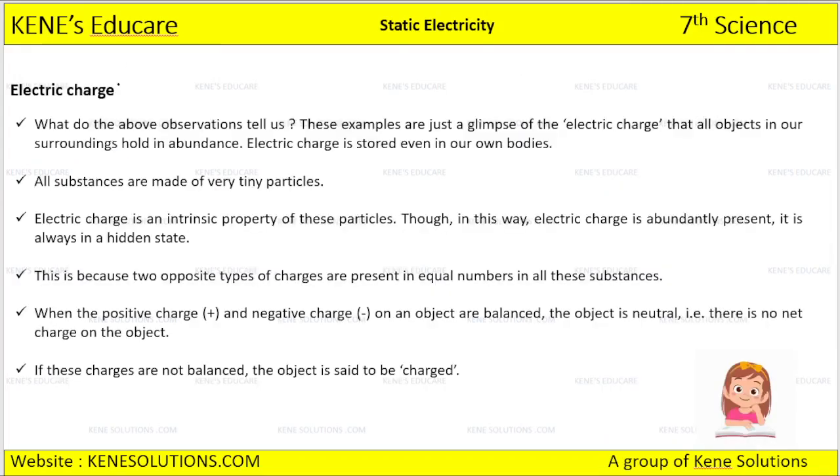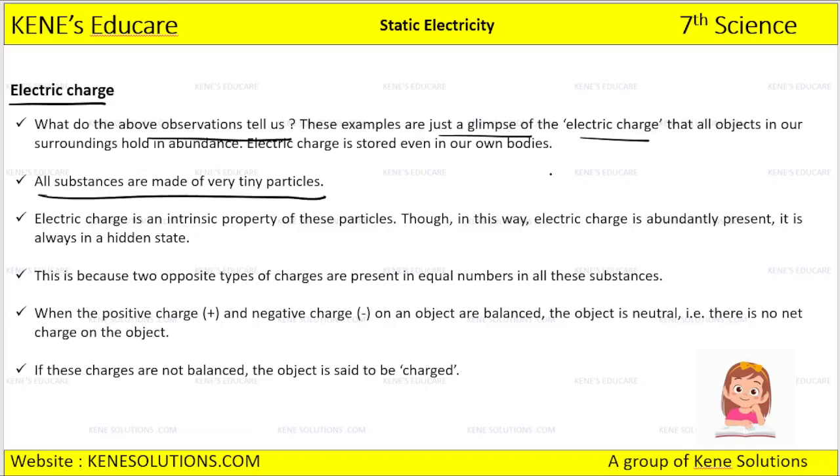Now, talking about electric charge. What do the above observations tell us? These examples are just a glimpse of electric charge. So what is electric charge, how is it present, and how is it created? These are some examples. All substances are made up of very tiny particles.